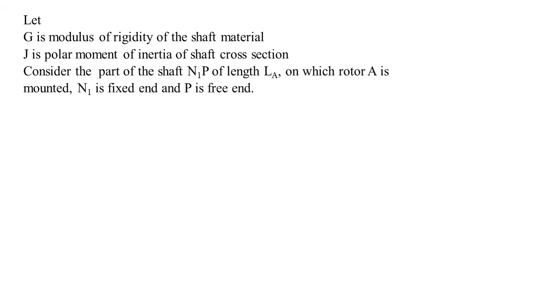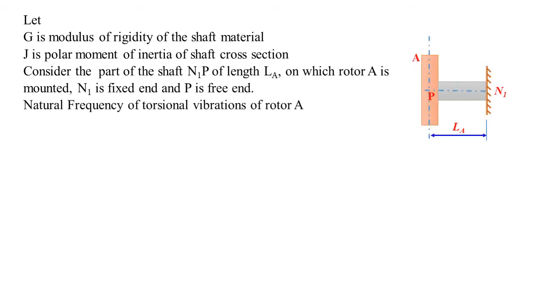Consider the part of the shaft N1P of length LA on which rotor A is mounted. N1 is fixed end and P is free end. Natural frequency of torsional vibrations of rotor A, fnA equals 1 by 2π root over GJ by IA LA. Let us say this is equation 1.